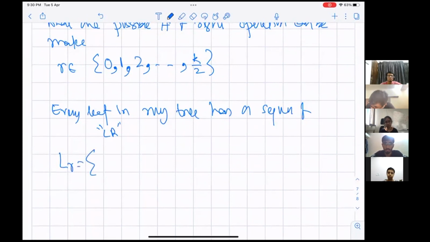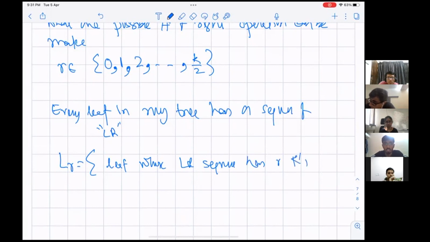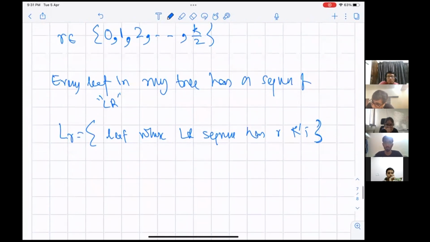LR is the set of leaves whose LR sequence has R's, say r R's. Okay, so what is the cardinality of L? It's the summation of L_r, r going from 0 to K by 2. Is this fine? Because these sequences are unique.